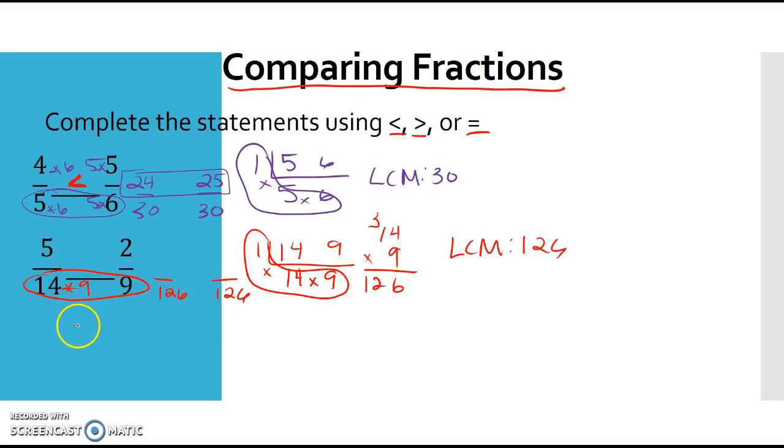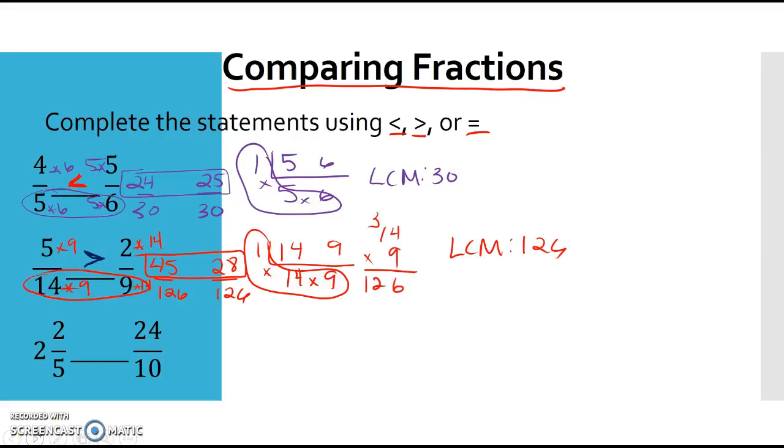14 times 9 gave us 126, so 5 times 9 is 45. 9 multiplied by 14 is 126. 2 times 14 is 28. Again, we're going to compare our numerators. 45 is greater than 28, so in our blank spot in between our two original fractions, we're going to put the greater than sign. And then we've got one more example.